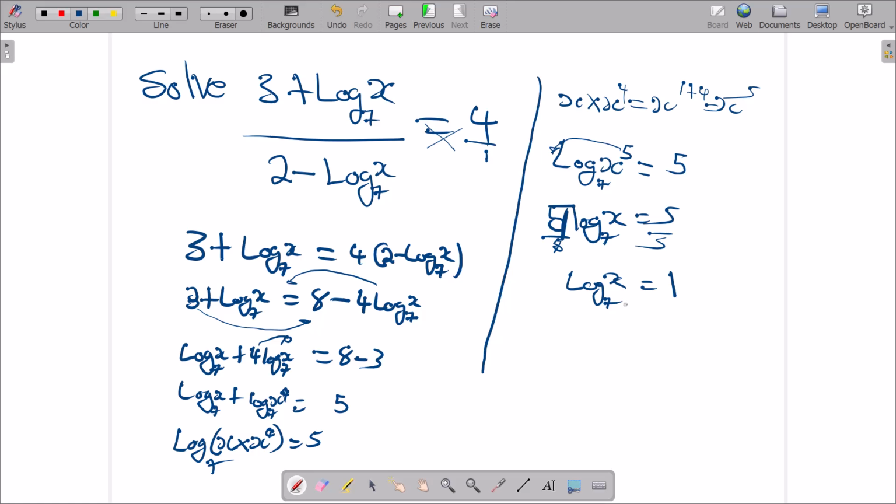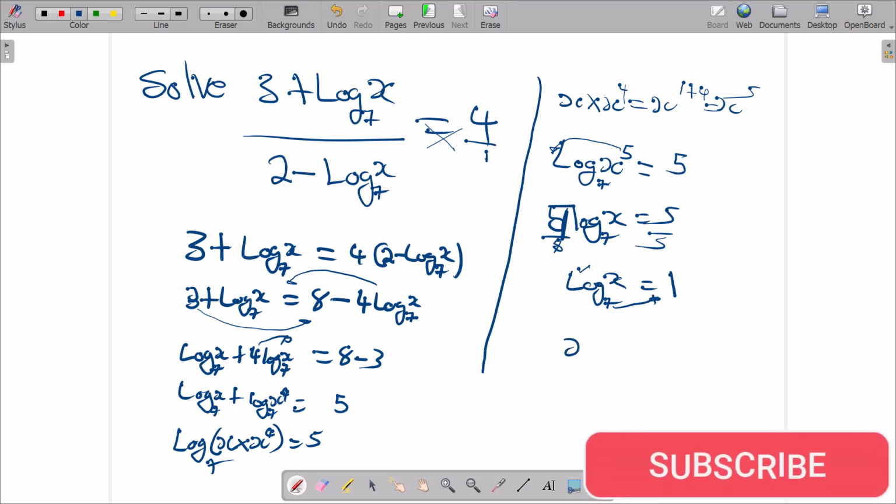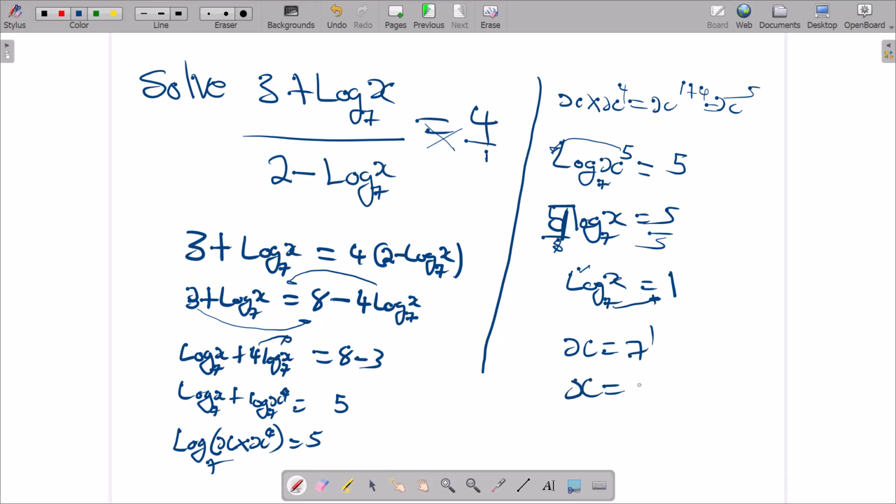Last time in the introduction of logarithm, we said if you want to remove the logarithm, we can pull up the exponent. So it means x is equal to 7 power 1. So x is equal to 7. We've talked about removing the logarithm in our first videos. So you discover that the final solution for our question is nothing but x equals 7.